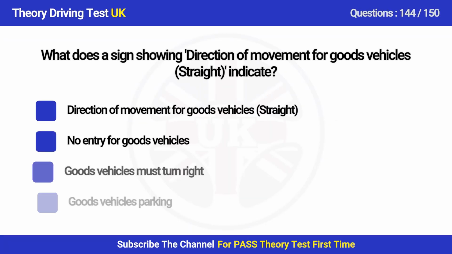Question 144. What does a sign showing direction of movement for goods vehicles straight indicate? A, direction of movement for goods vehicles straight, B, no entry for goods vehicles, C, goods vehicles must turn right, D, goods vehicles parking.